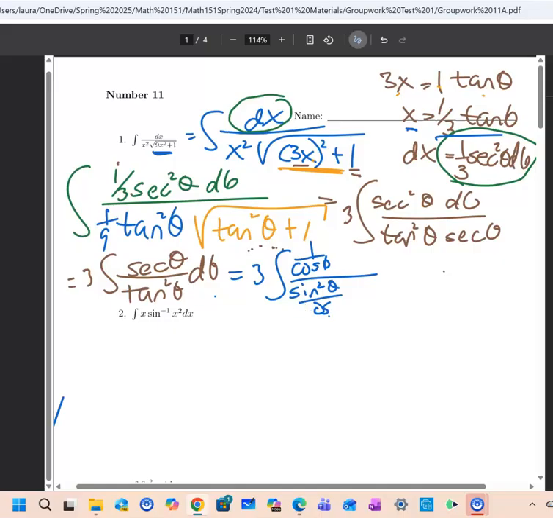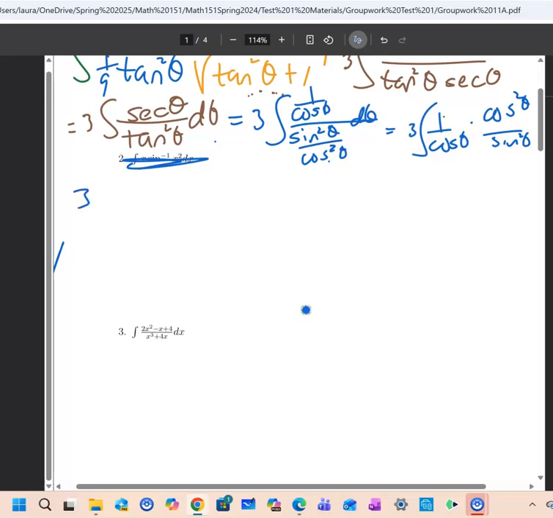Sorry, that's kind of messy. So tangent squared is sine squared over cosine squared. I'm going to take the time to rewrite this. So I get 1 over cosine times cosine squared over sine squared. All right, let's cross that out so we can keep going with this one. One of the cosines goes away, so I get 1 cosine in the numerator and then a sine squared down here.